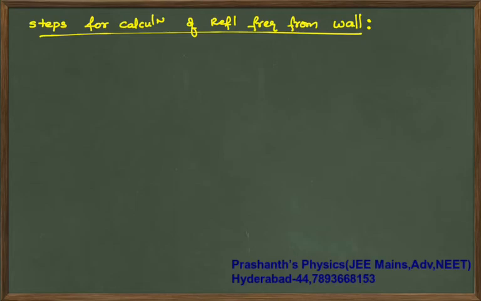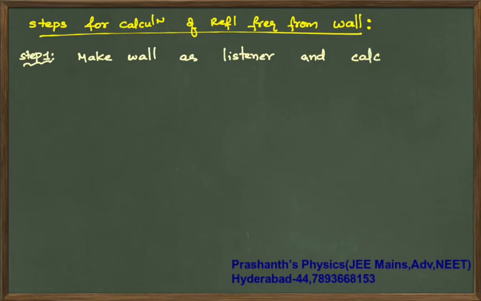First step is step 1: make wall as listener and calculate frequency received by wall, f dash.